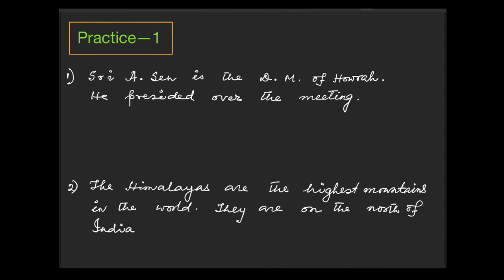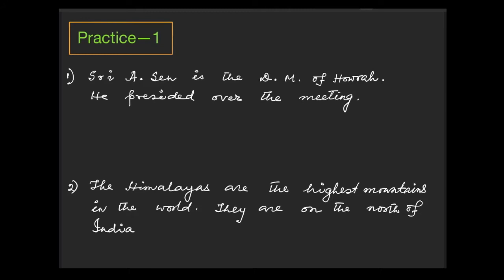Practice 1. See, Sri A. Sen is the DM of Howrah. Pause this video and copy these sentences one by one in your notebook. Then do the work yourself and come to this video and check your work with my work. Okay. Number 1. Sri A. Sen is the DM of Howrah. He presided over the meeting.